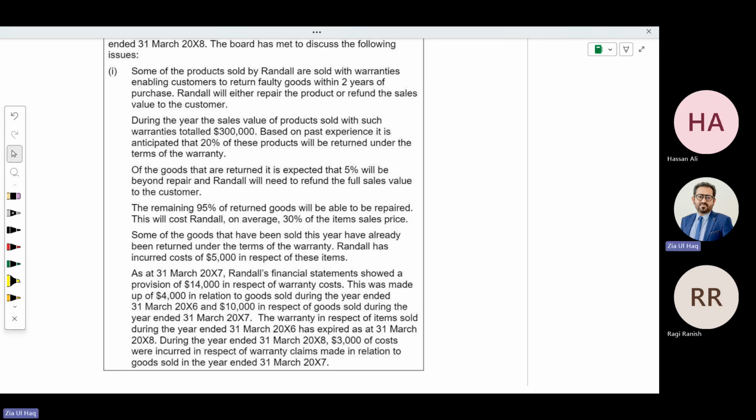Of the goods that are returned, it is expected that 5% will be beyond repair and Rendell will need to refund the full sales value to the customer.